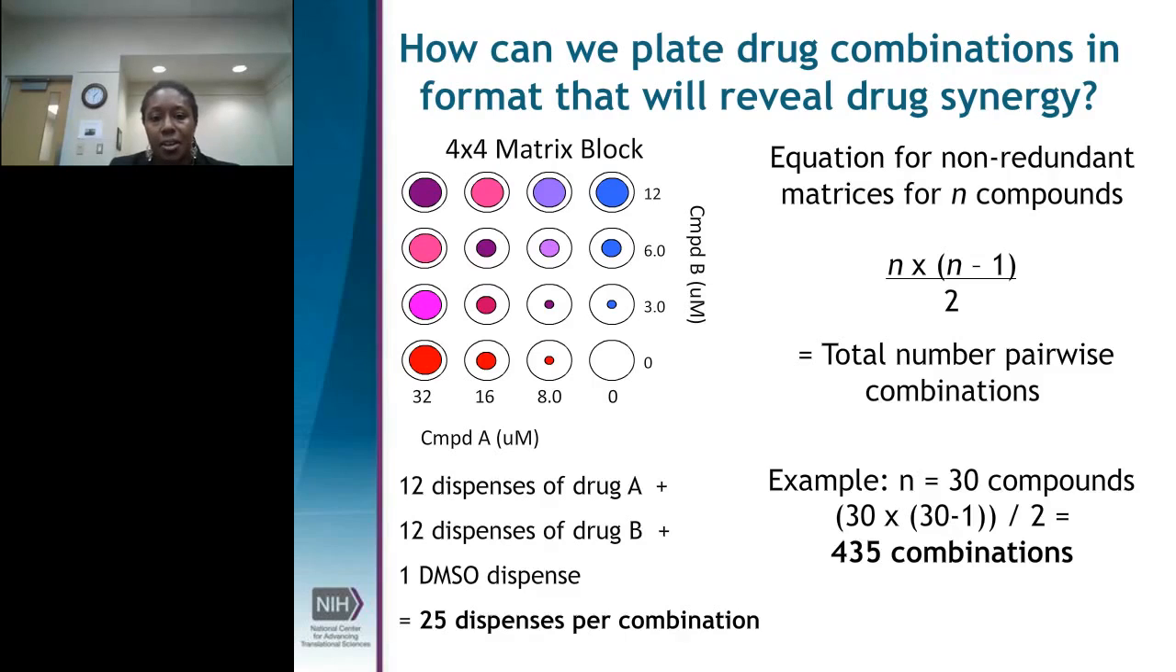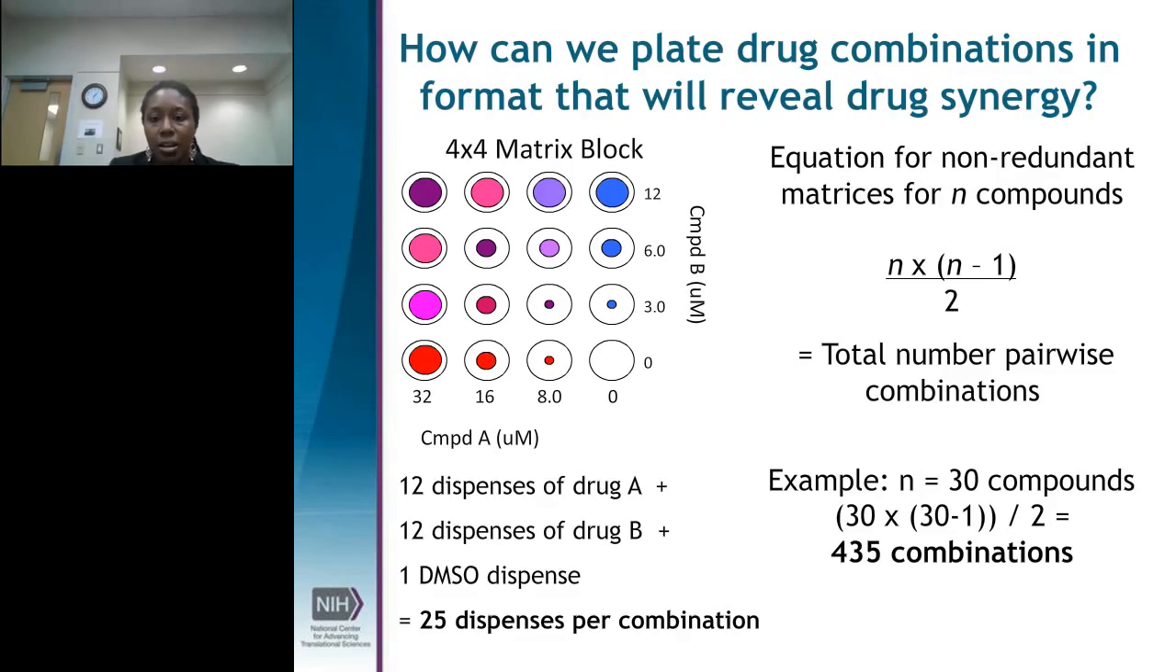And then over here, there is always a well that has absolutely nothing in it, that's your DMSO control well. Compound A is plated in single agent in this bottom column of this matrix block. Compound B is plated in single agent on the right-hand column of this matrix block. And you can see that it is plated at a completely different dilution and concentration than compound A. So it's 12, 6 micromolar, and 3 micromolar. And that is how compound B is plated in single agent.